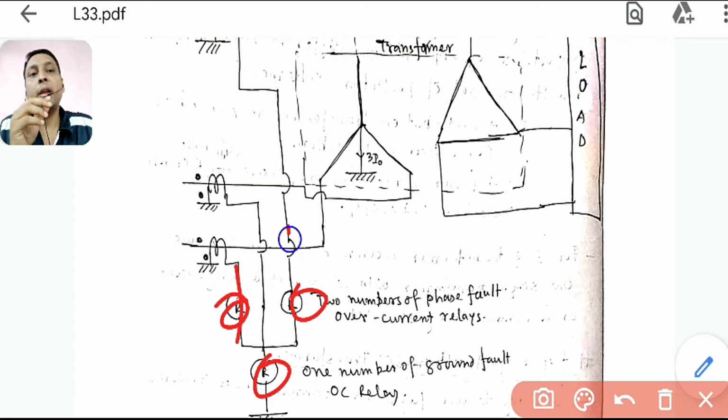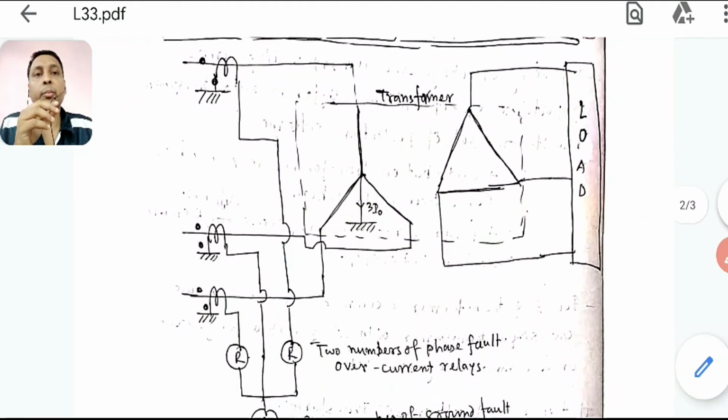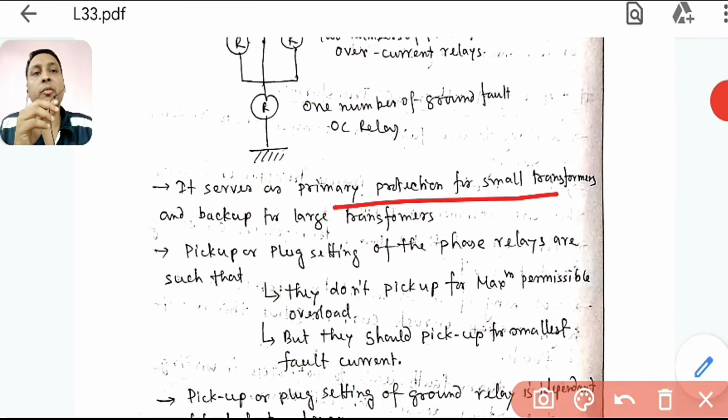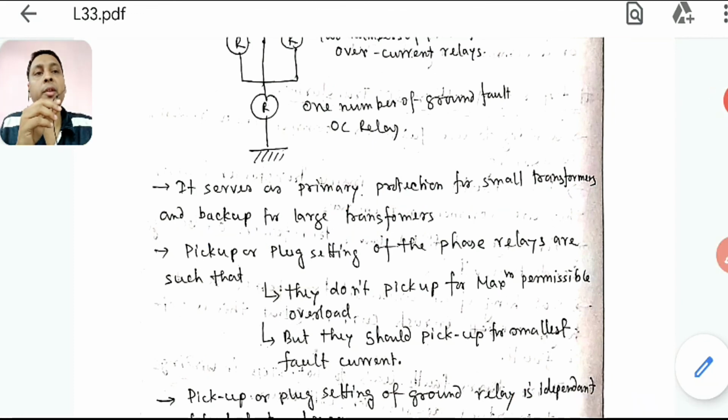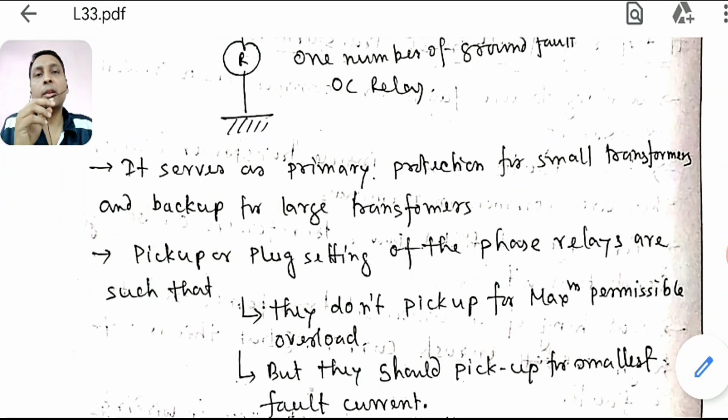So 2 overcurrent relays in 2 phases and 1 earth fault relay, which will cater to all the 11 types of faults that can occur after this CT portion. So this is the basic protection scheme for transformers, and it is very common. This is only the primary protection for small transformers. It is used for small transformers, and it is a backup for large transformers, because for large transformers other sophisticated protection schemes will be coming. We will be dealing with that one. So it also has a backup protection. If everything fails, then this will operate.